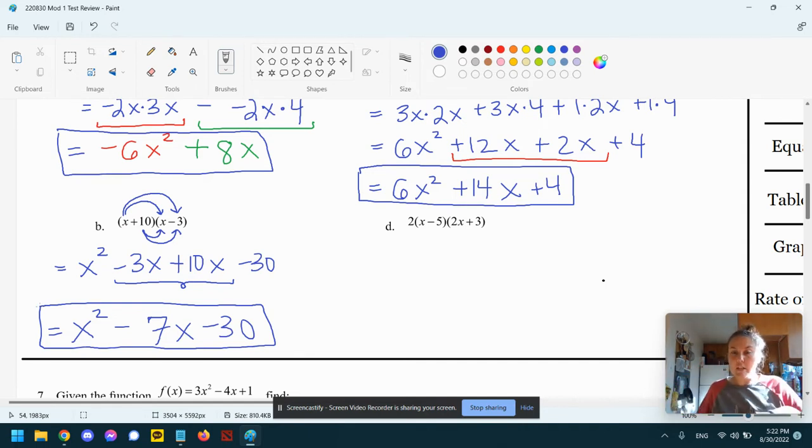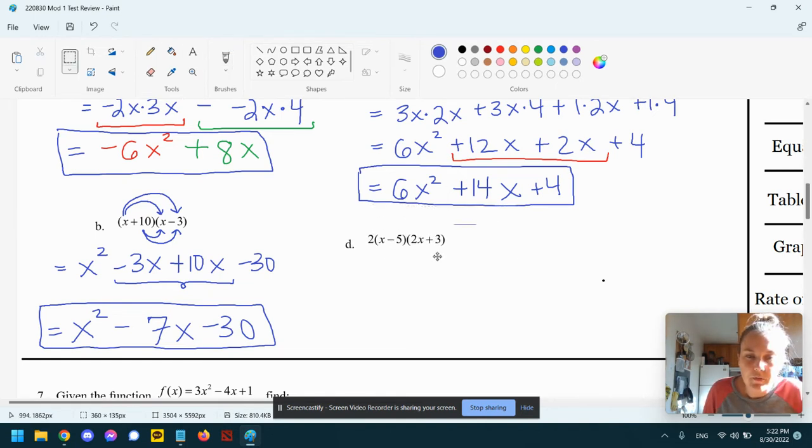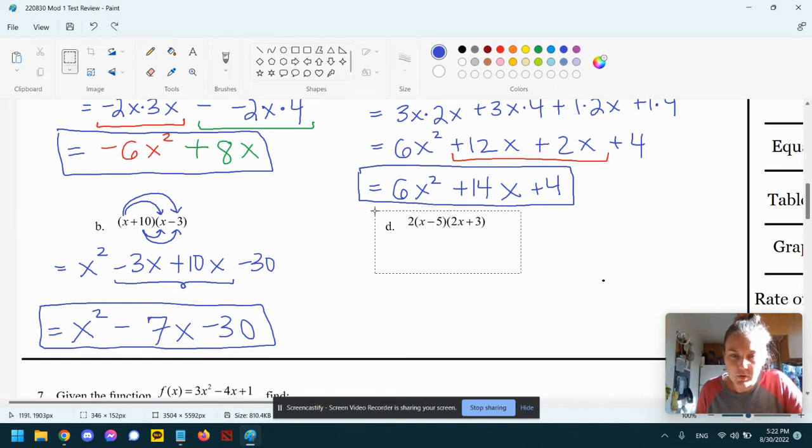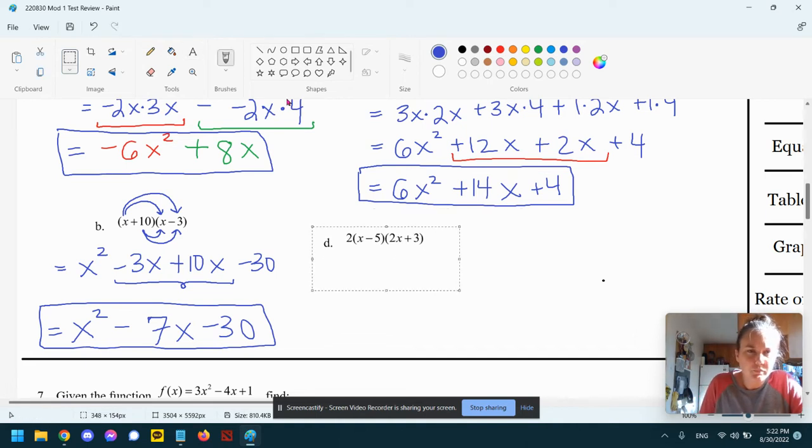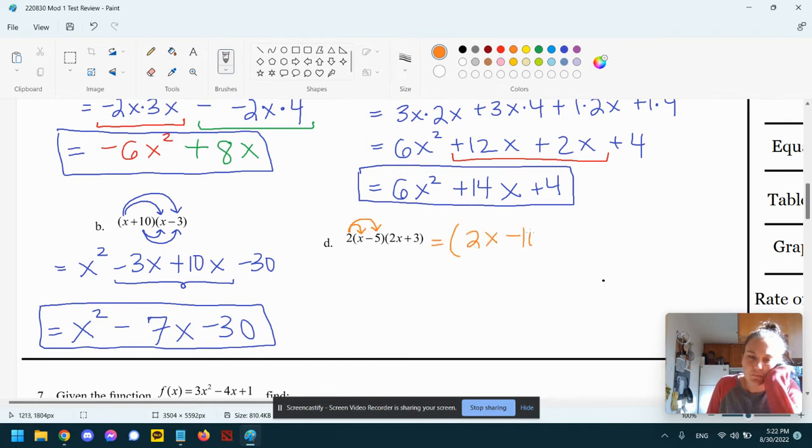All right, 4D. This is kind of confusing to people. You say, oh, how do you deal with this 2 out front? Here's how you deal with this 2 out front. Let's move this better. I'm going to distribute the 2 just into the first one. And then do this exactly like numbers B and C.